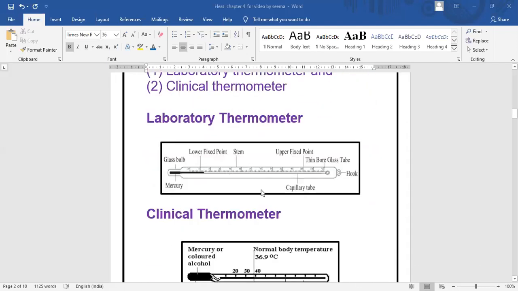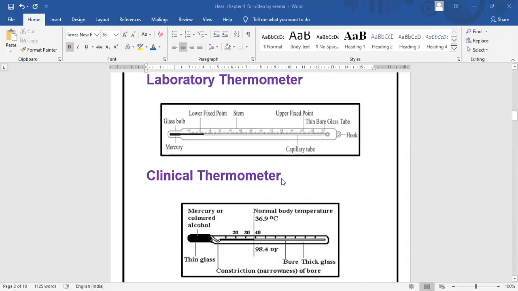Laboratory thermometer, just you can see the laboratory thermometer. This is the glass case, mercury, lower fixed point, stem. This one is the upper fixed point and this is the hook and this is the thin capillary tube. Clinical thermometer, you can see this also has mercury, then thin glass, and you can see one kink-like structure. This is the narrowness of bore, and this is the temperature range, normal body temperature and thick glass.